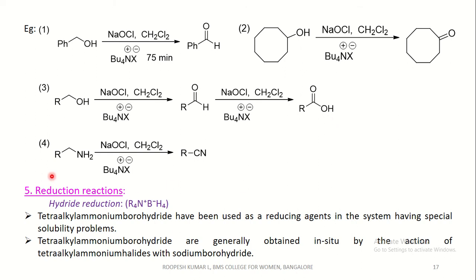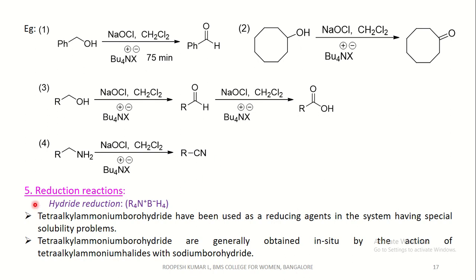Coming to the fourth example, you can see the alkyl amine is converted to the corresponding nitrile, which is an oxidation reaction, whereas the reverse is the reduction reaction which we studied in the previous classes, that is, nitrile can be converted to amine using reducing agents such as LAH, whereas here we are studying oxidation of amines to get the corresponding nitrile.